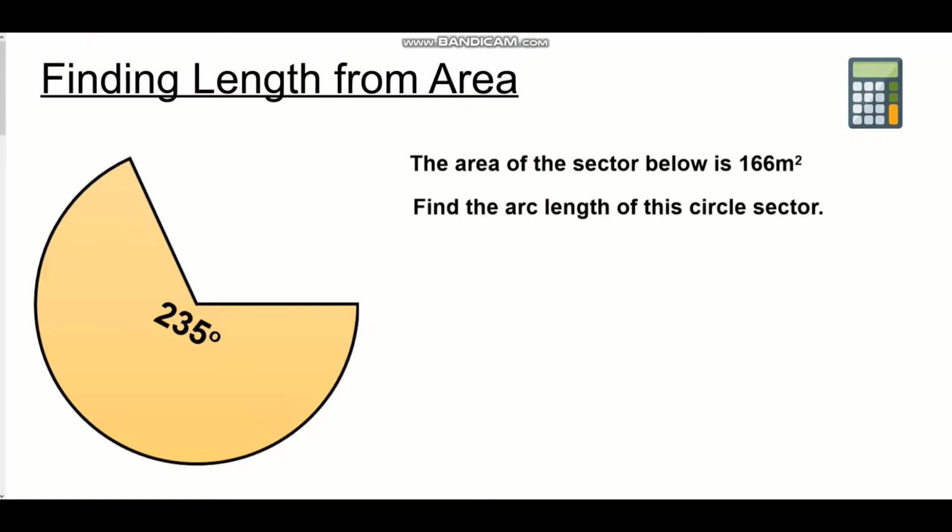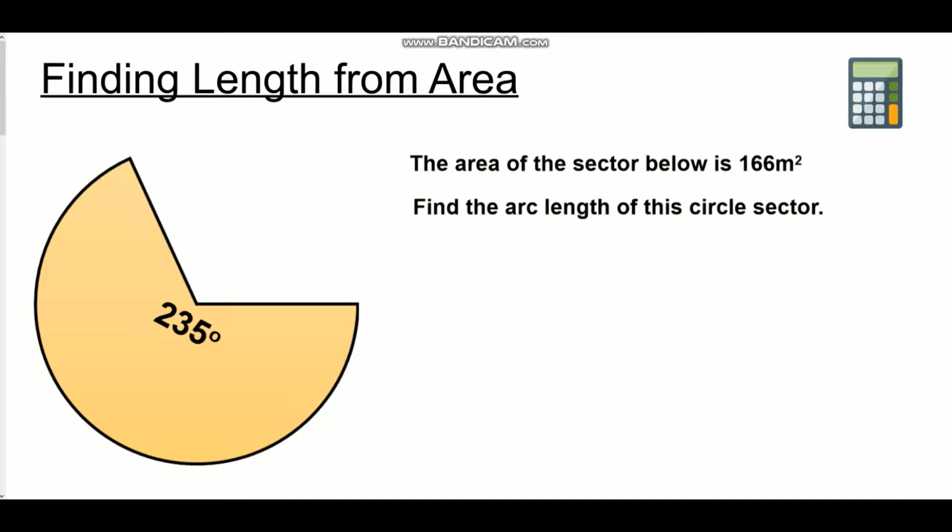Right, here's one more example. This time we're finding the arc length from the sector area. So we've been told that the sector area of this circle sector is 166 meters squared. We've been asked to find the arc length. We've been given the internal angle, but as you can see, we don't have a value for the radius or the diameter of this circle. So we have to find that first.